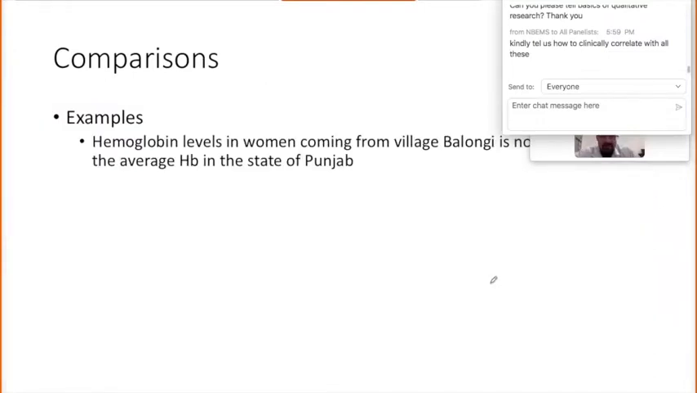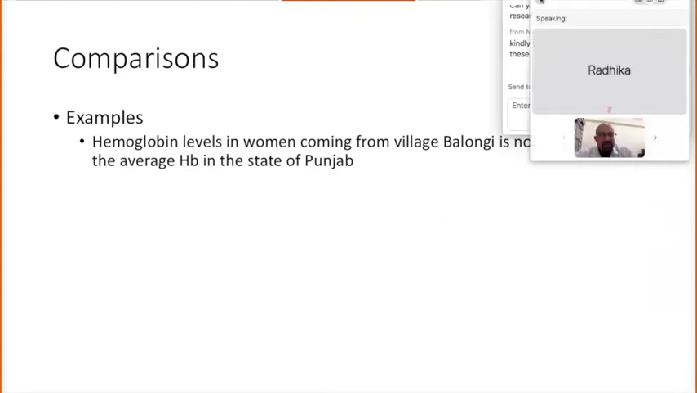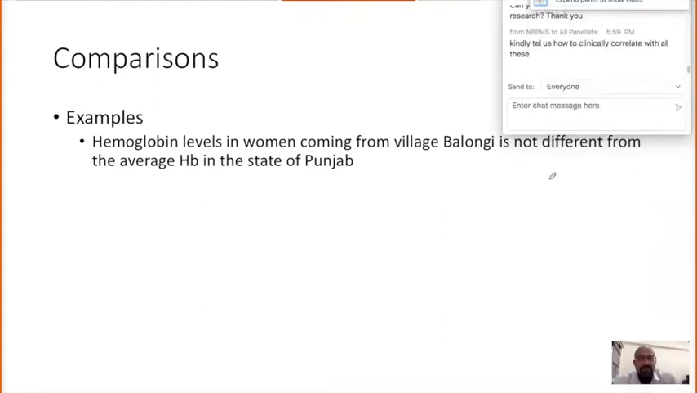So which test would you use if, let's say, you wanted to look at the hemoglobin levels of all women coming from village Balongi, and you wanted to see if this hemoglobin level is not different from the average hemoglobin in the state of Punjab? Which test would you use?